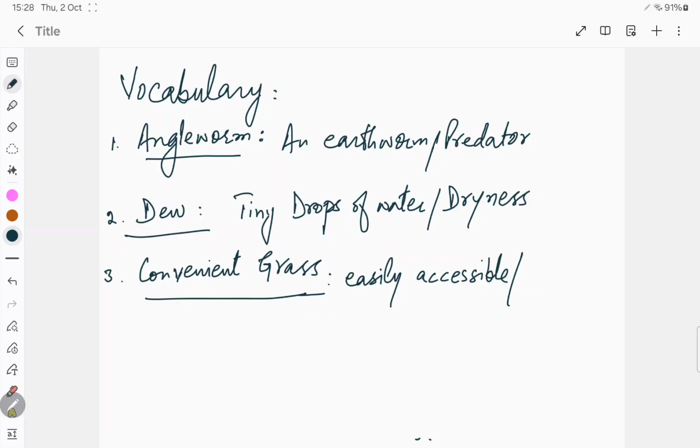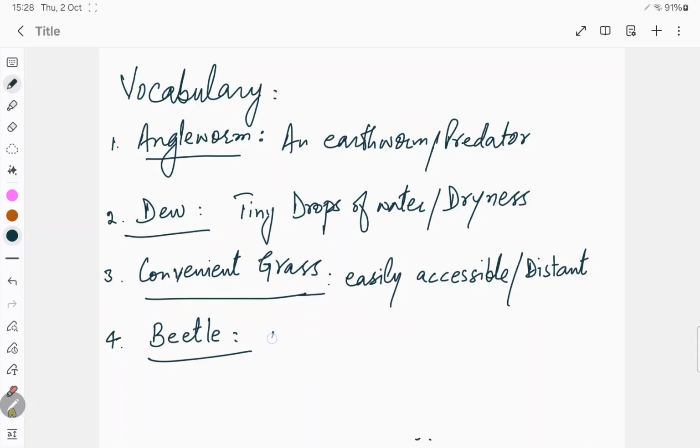And the antonym can be the distant thing. You can put it in the sentence by saying the bird ran on the convenient grass behind the path. The next word, that is beacon. I think I have explained this word as well while I was explaining the stanza to you.